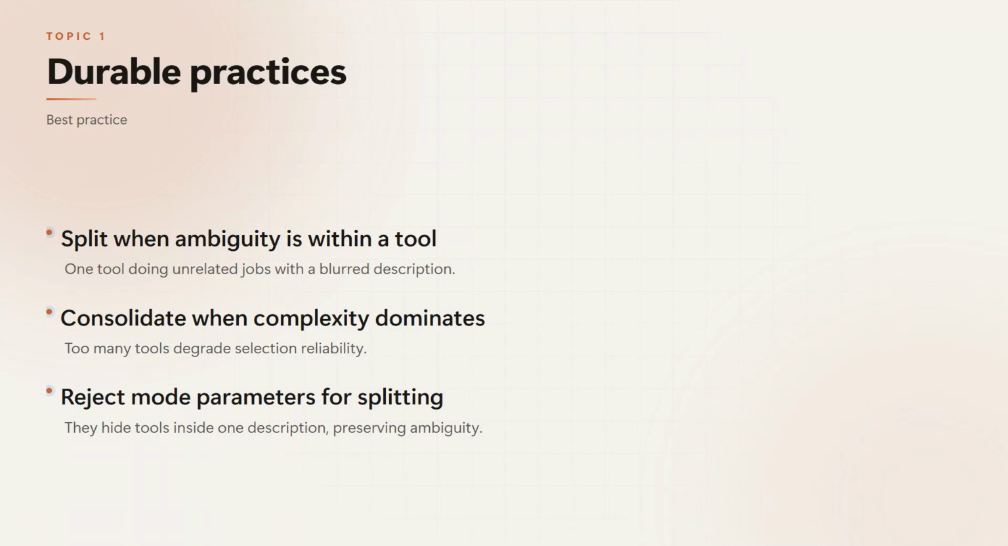The reason is not just that it is a bad practice, it is that a mode parameter hides multiple tools inside one description, so the selection ambiguity you were trying to remove is still there. The model now has to pick a mode instead of a tool, from one blurred description. That is the reason it loses. This rule holds whether you are designing tools for Claude today or any agent next year.